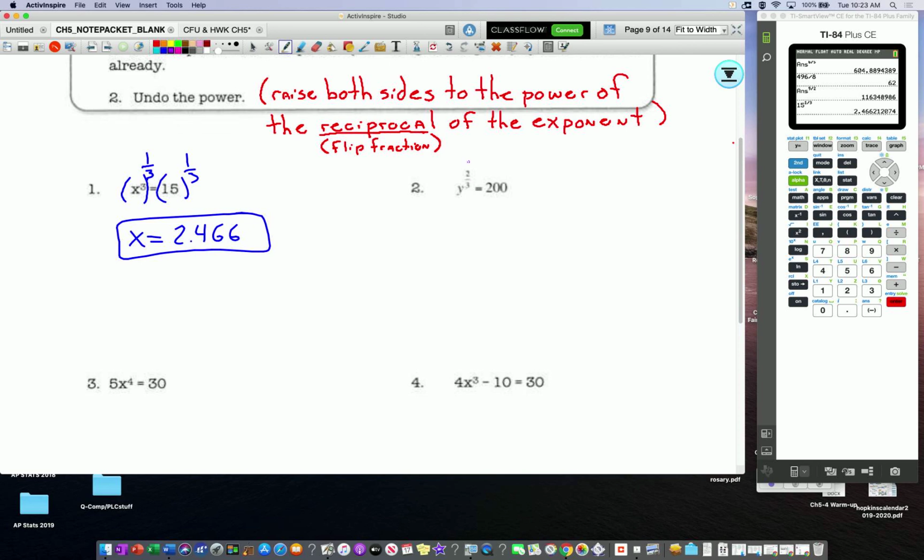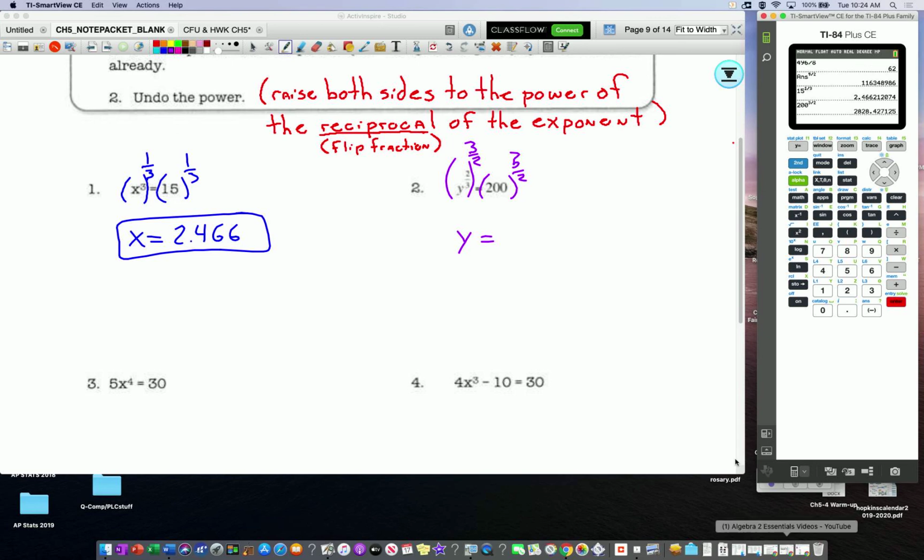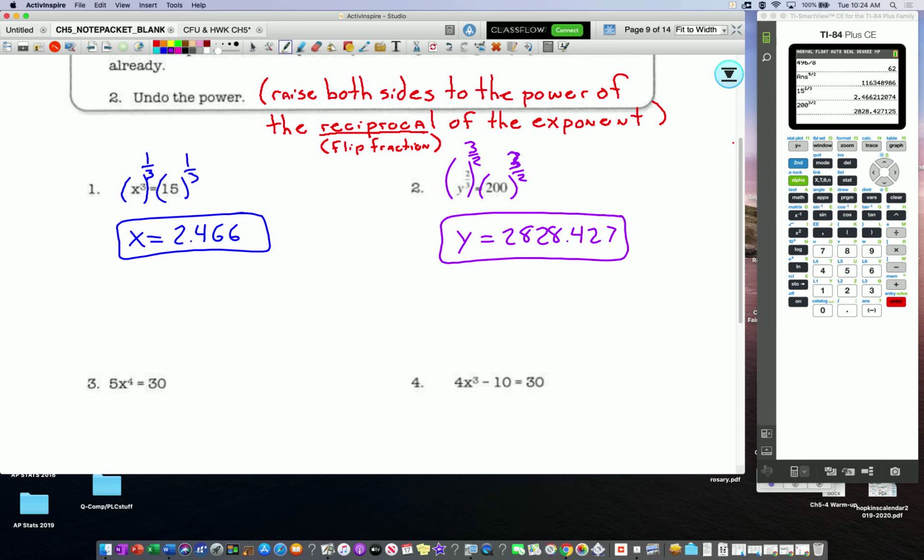On the second one, raise it to the reciprocal again. Raise it to the 3/2 power. So y equals 200 raised to the 3 divided by 2 power. Sorry, that's such an ugly 3. And we get 28.427. Wow, these are going quick already.